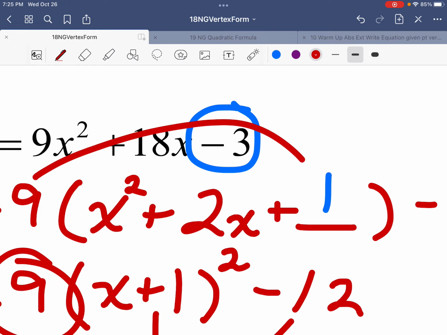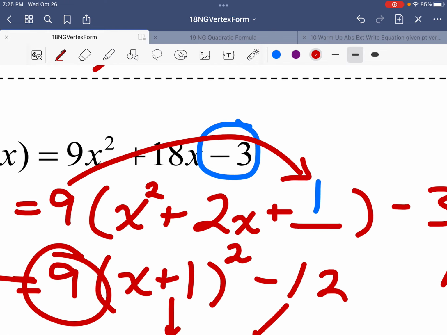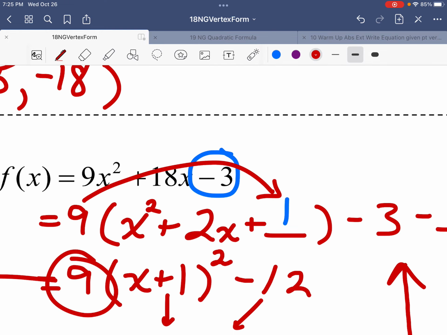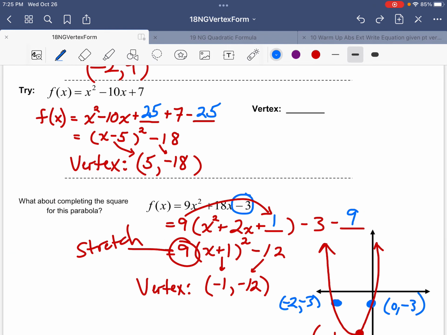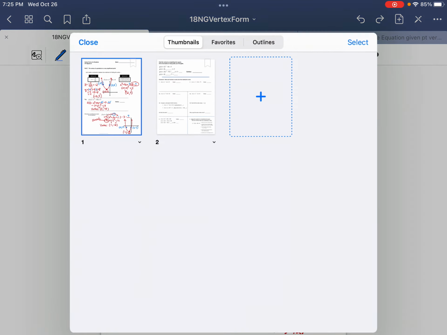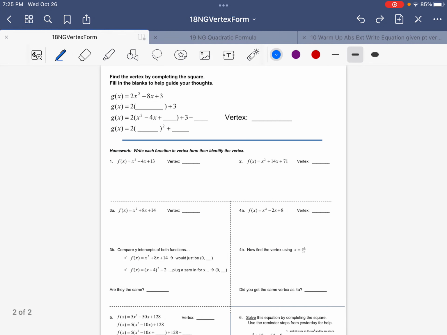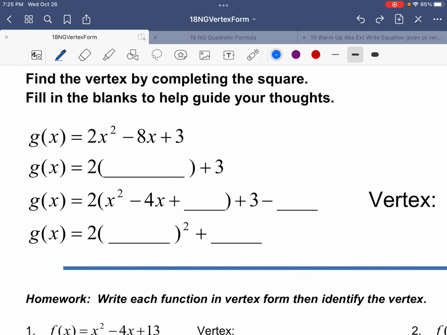So, the 9, I factored it out. It got applied to the number that I added in, because I did not actually add 1. I actually added 9, which is why we had to subtract 9 just the same. I think there's a problem on the next page here that is meant for you to try to see if you can go through the steps when you have a coefficient.